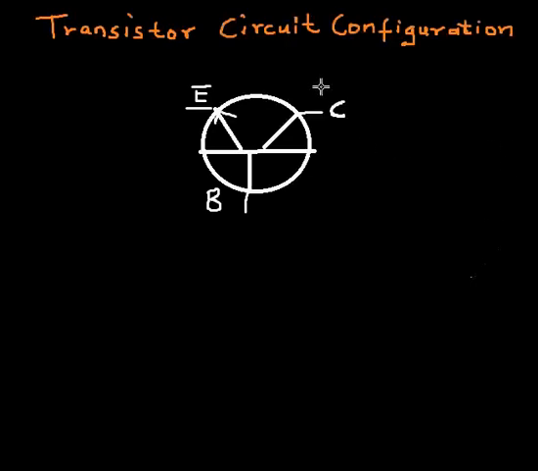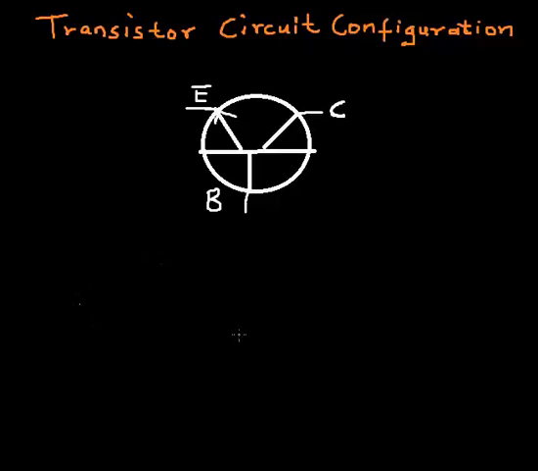Hello, welcome back. We'll continue with transistors, and we're going to be looking at the different transistor circuit configurations. We already know that the transistor has three terminals: the emitter, base, and collector. We already said that the emitter-base is always forward biased, while the collector-base is always reverse biased. Now we're going to be looking at different configurations of a transistor.